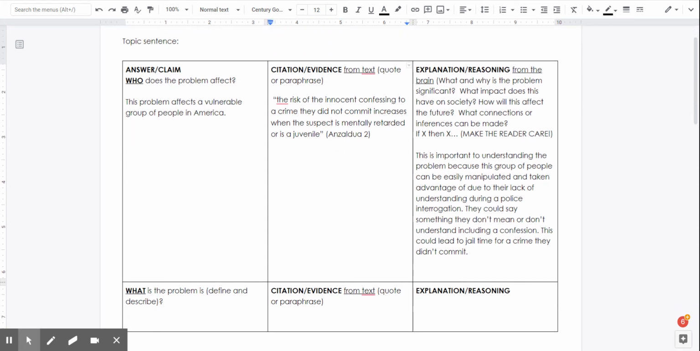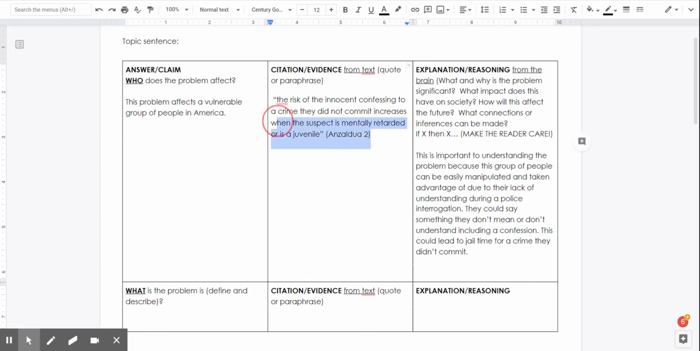But the explanation and reasoning, that's where you have to take that information and ask yourself, what and why is this problem significant? What impact does it have on our society? How will this affect the future? What connections or inferences can be made? If this, then this. Essentially, we have to make our reader care about this problem through our explanation and our reasoning. If you think back to first semester when we were learning about ethos, pathos, logos, right?